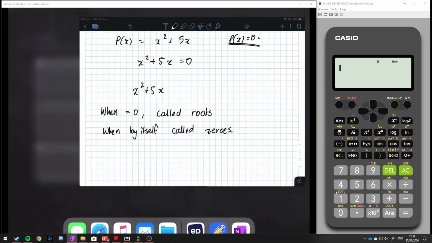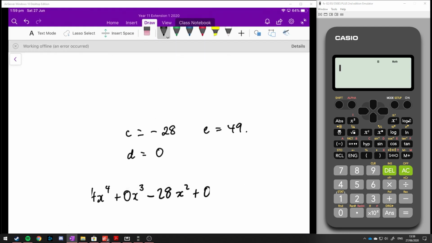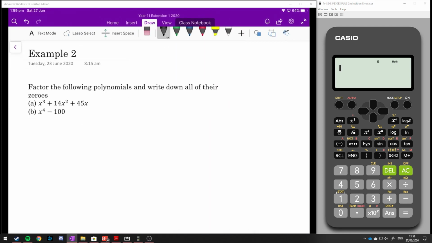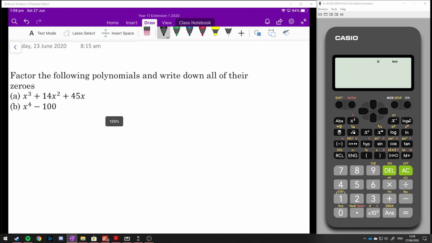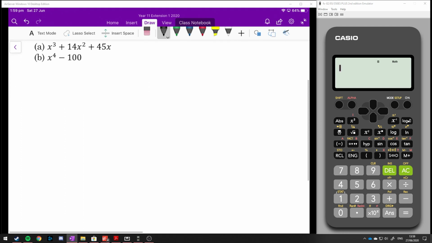And so our second example, which is going to finish us off for this video, is we're actually going to factor the following polynomials and write down their zeros. In this one, we're not actually going to be finding the roots because it's not equal to 0, but we're going to be finding the zeros because we're trying to find the values of x that I can substitute in that would give me a value of 0. So let's jump straight into this, and you could probably see where we're going with these ones straight away.